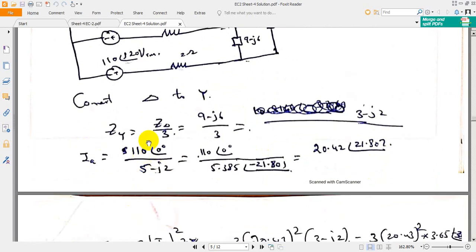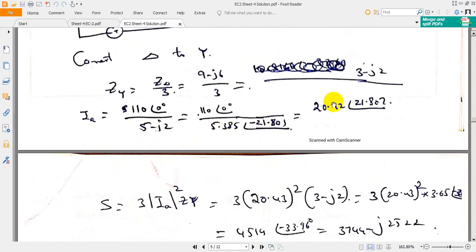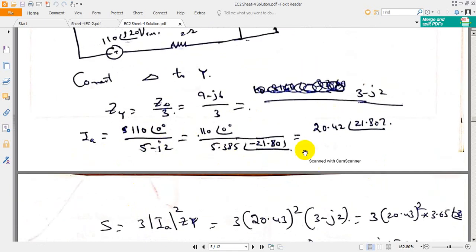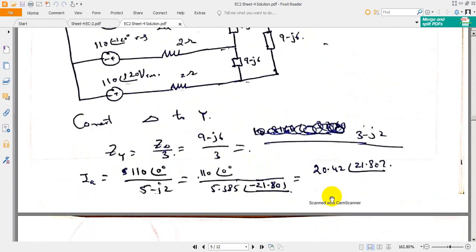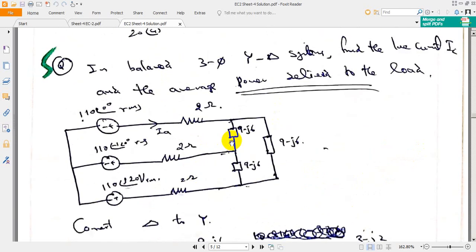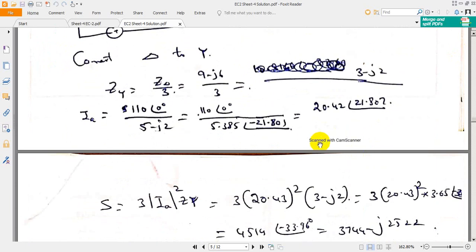So IA is equal to VAN divided by the total impedance. We get 20.42, the line current. Similarly for IB, you get the same value, we just need to add minus 120 to the angle. Similarly for C. The question asked to find the line current IL. He did not specify IA or IB or all the line currents, hence we have evaluated only a single line current.